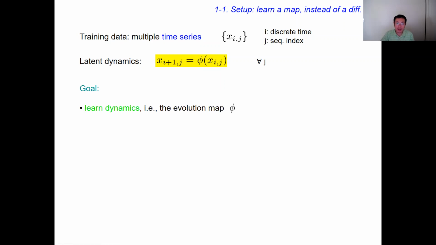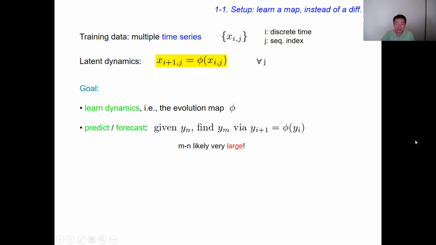And the goal then is very simple. I just want to learn this evolution map in order to learn the dynamics. So I have X and I want to learn phi. And then the task of prediction slash forecast is very simple. So suppose now you have a new state of the system and then you want to predict its future, then I simply iterate this map. One thing that I want to emphasize is that it's likely that I want to iterate this map many times. So this is what I roughly mean by a long time prediction.